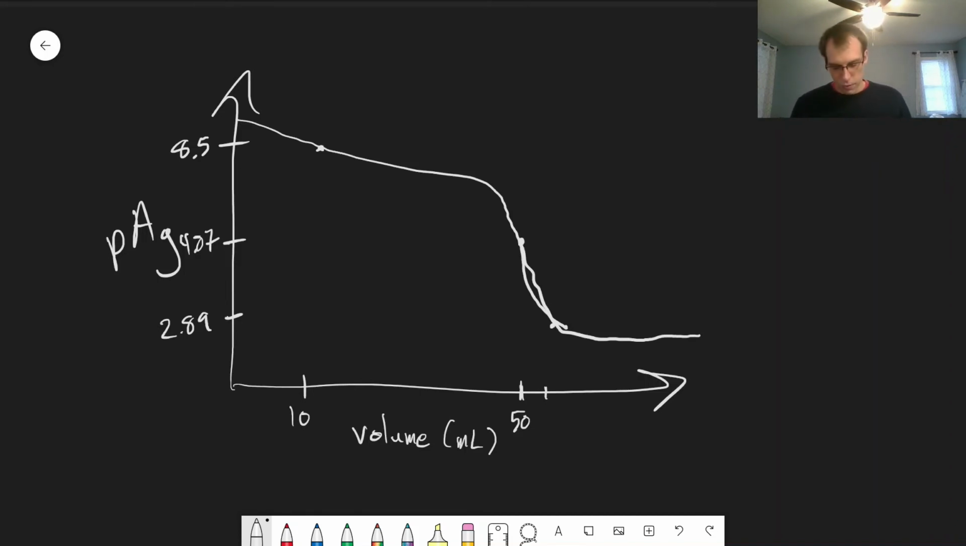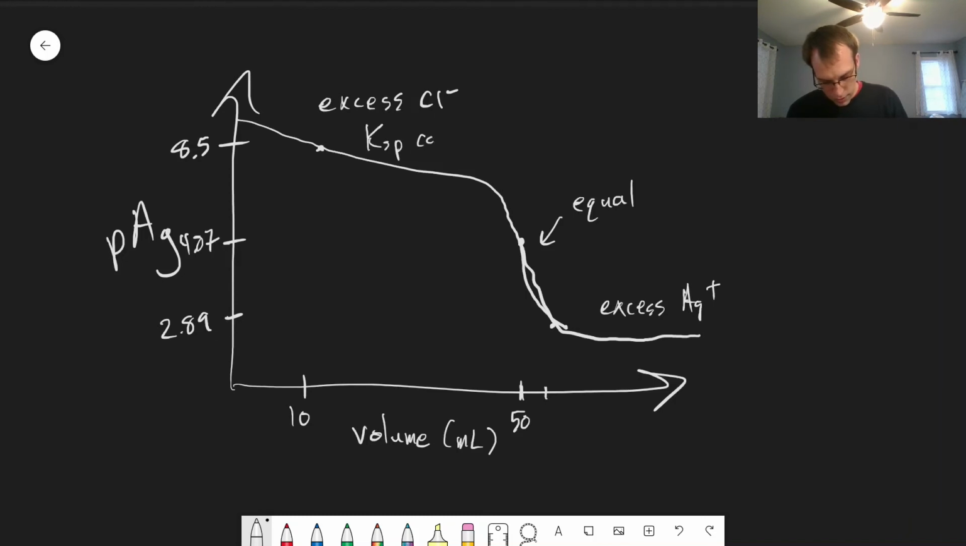But what we can see is here what's going on is we have excess chloride on this point equal here, and here we have excess silver. Excess chloride and KSP controls the concentration of silver. And when they're equal, KSP is what matters.